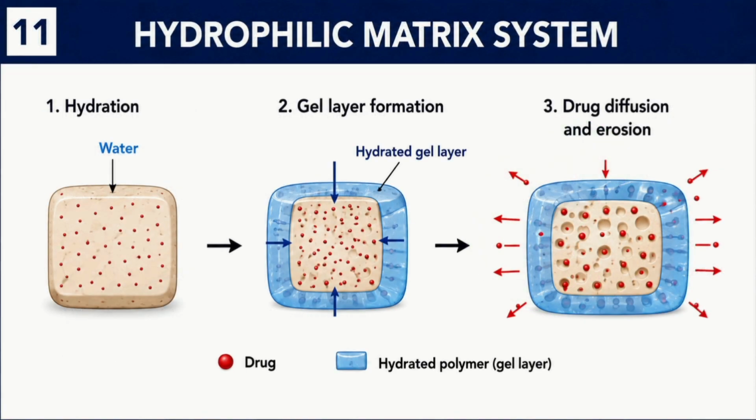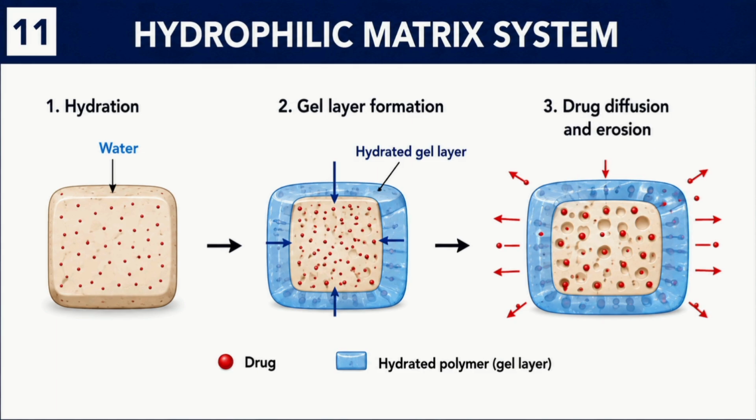Next is the hydrophilic matrix systems. Now let us examine the hydrophilic matrix. A common example is HPMC, that is hydroxypropyl methyl cellulose. When the tablet contacts gastrointestinal fluid, water penetrates into the polymer matrix. The polymer hydrates and forms a gel layer around the tablet here. This gel layer becomes the major barrier controlling drug movement.